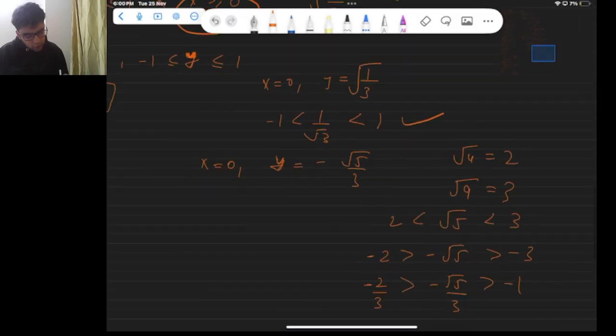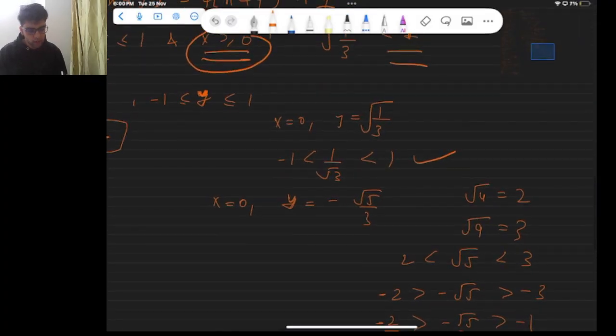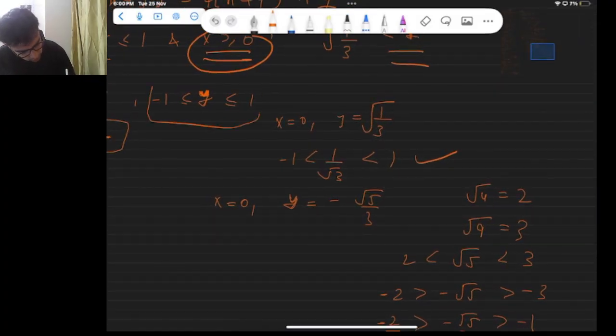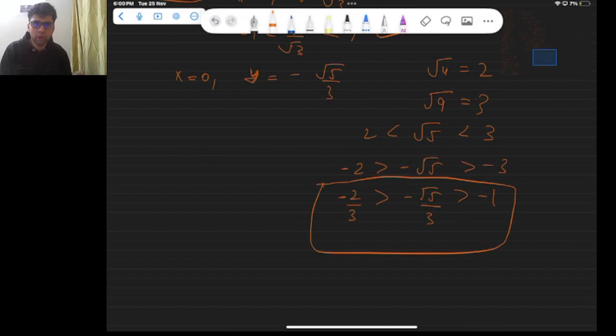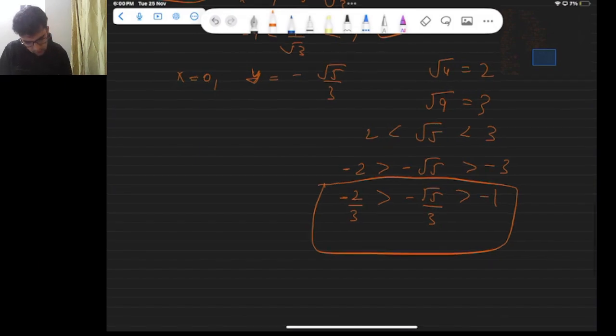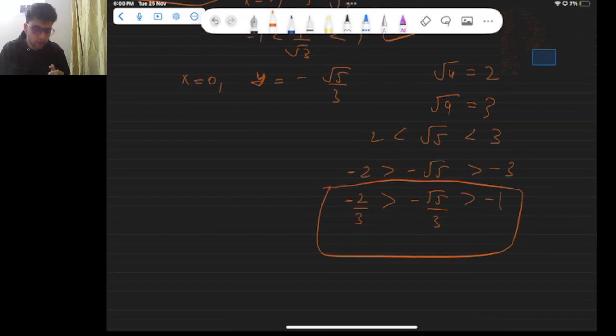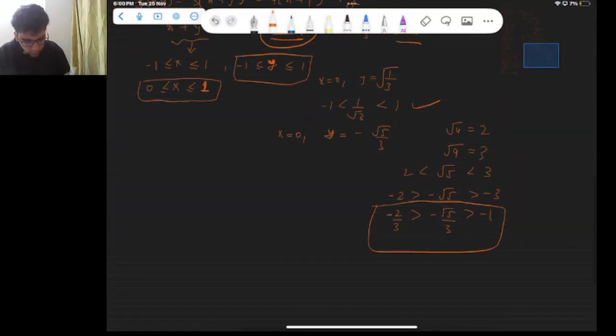So we are well within our constraint, right? y was lying between negative 1 and positive 1, and here also we can say that negative root 5 upon 3 is lying between negative 1 and positive 1, right? Because it's less than minus 2 by 3 but greater than minus 1. So both of these points that we got after finding the partial derivatives are our interior stationary points.